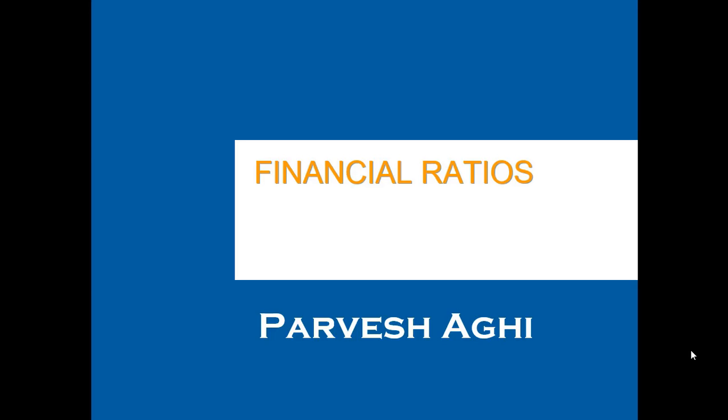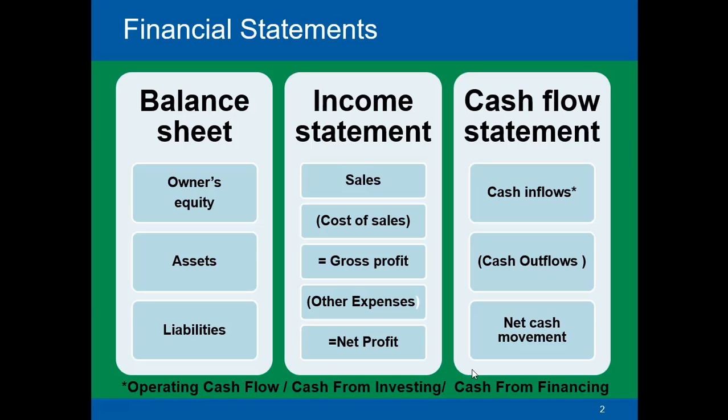So in this video, we are going to talk about financial ratios. Before we understand the financial ratios, we must understand the financial statements. So there are three statements which are prepared by the companies. The first one being the balance sheet, the second income statement, and finally the cash flow statement. And we'll understand what these statements stand for and what is the purpose of these statements.